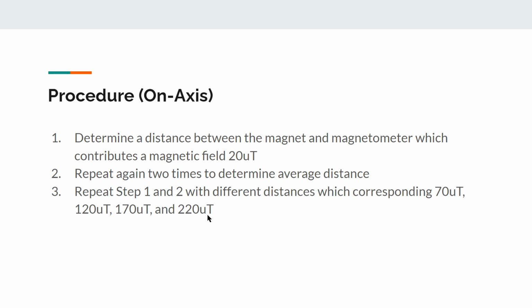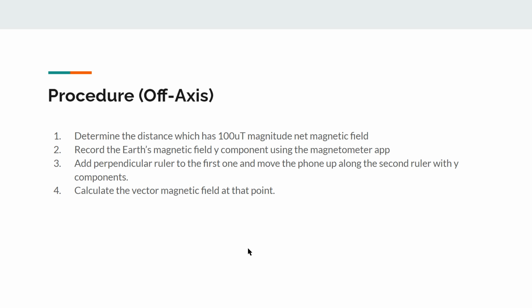To determine the on-axis field, I determined the distance between the magnet and the magnetometer which contributes a magnetic field of 20 microtesla 3 times, and I repeated steps 1 and 2 with different distances, which correspond to 70, 120, 170, and 220 microtesla. And to determine the off-axis field, I determined the distance which has the 100 microtesla magnitude, then recorded the Earth magnetic field Y component.